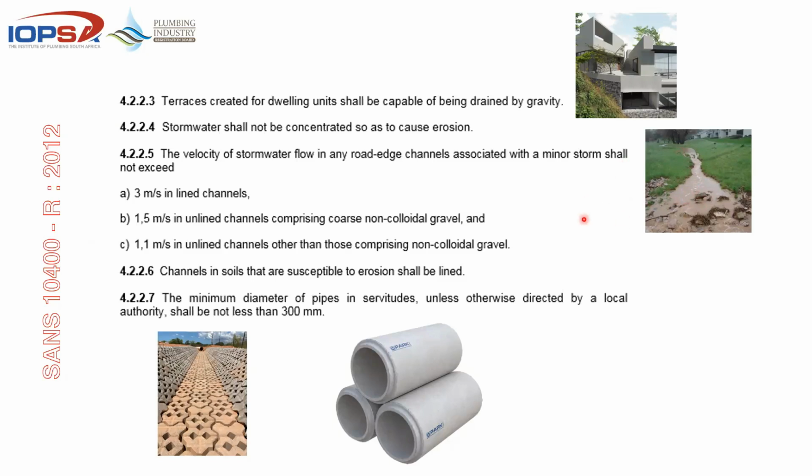The velocity of stormwater in a flow on a road edge channel associated with a storm shall not exceed 3 meters per second. That would be an example of a lined channel. The others have non-colloidal gravel. It's basically soil without any clay in it. So, rock and gravel with no clay in it, so that it actually lets the water run not just over it, but in between it without any hassles. Then the minimum diameter of pipes in servitudes, unless otherwise directed, shall not be less than 300 millimeters. That is the basic starting parameters.